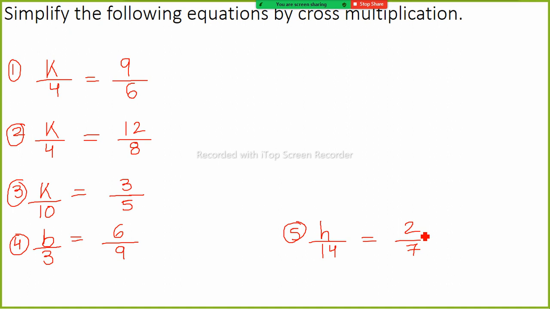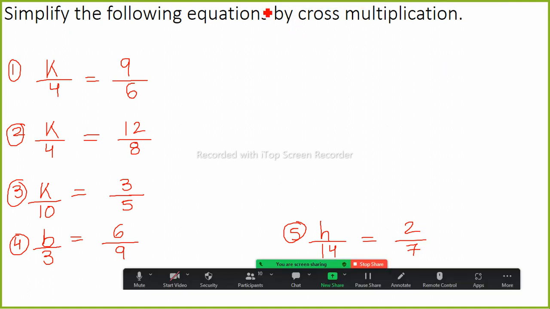All right, so just those 5. I'm going to give you 2 minutes for that, and then we can check them over after the break. So 2 minutes, and the time has begun. Remember, we're trying to solve these linear equations using cross multiplication.